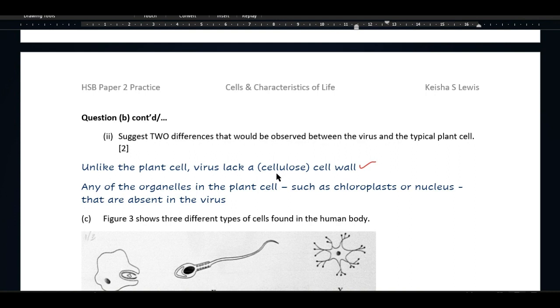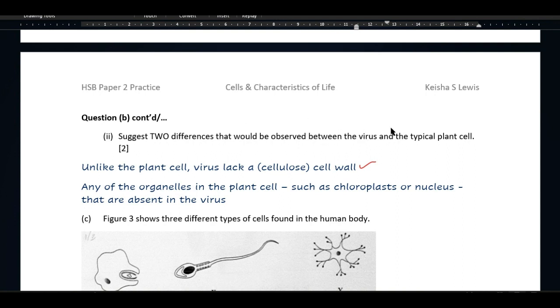And then you can literally go down the line in terms of distinguishing. You can talk about the chloroplast, nucleus, mitochondrion, any of those organelles that you would find in a plant cell that would then be absent in the virus. And all of those differences can be used to distinguish between the two, or that you'll be able to see between the two. All right.